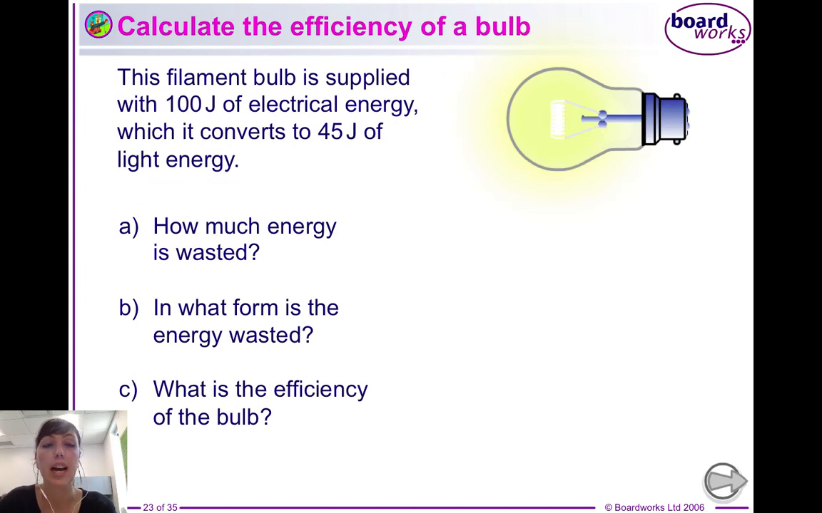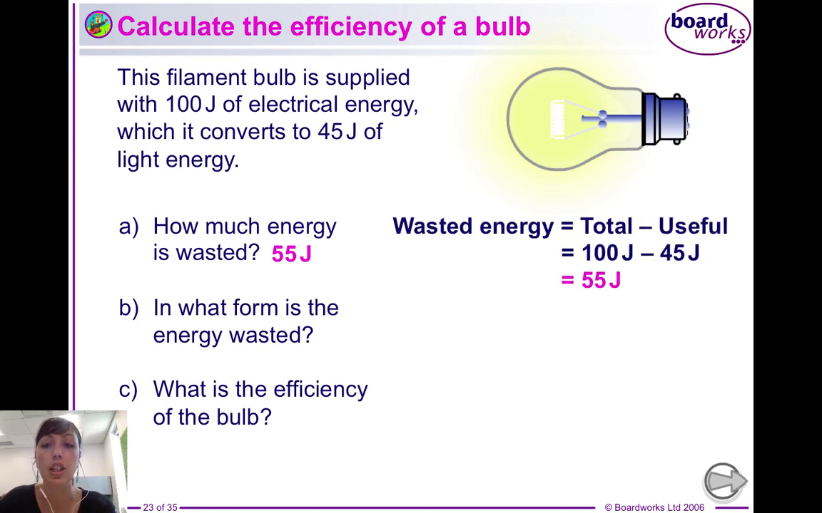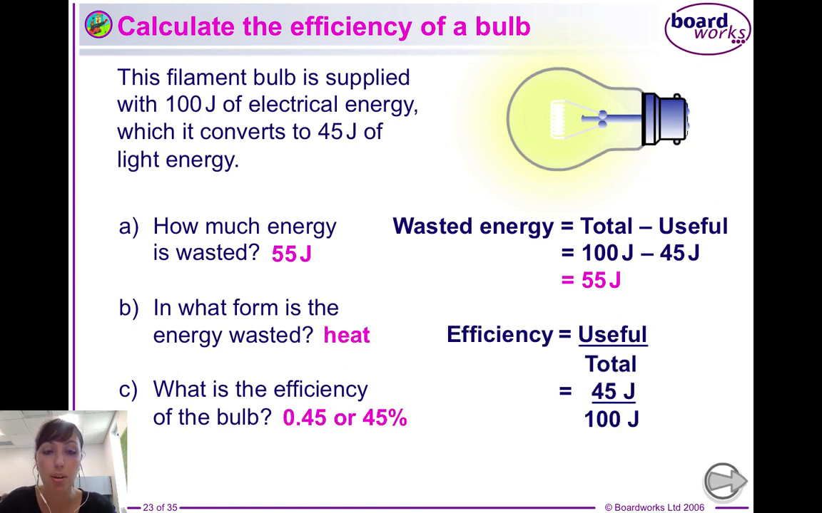This filament bulb is supplied with 100 joules of electrical energy, which it converts to 45 joules of light energy. Take this time, pause this video, and answer the following questions. Okay, 55 joules of wasted energy. So wasted energy equals total minus useful: 100 joules minus 45 joules is 55 joules. In what form is the energy wasted? Heat. And what is the efficiency of the bulb? 45%. Again, if you want to look over these numbers, please pause the video.